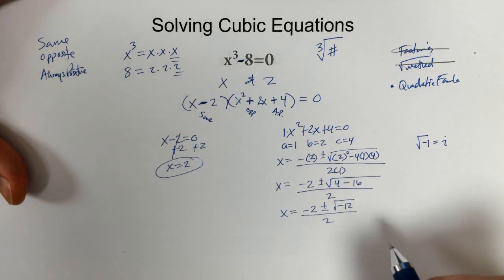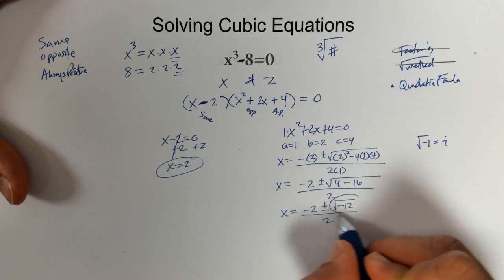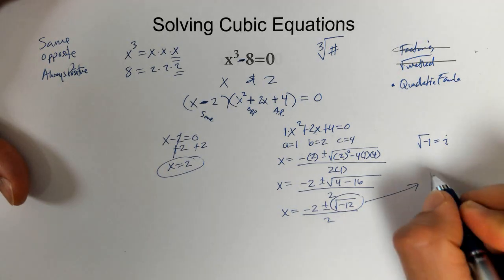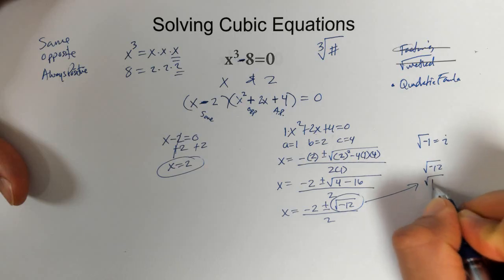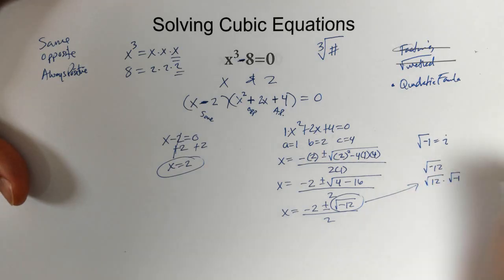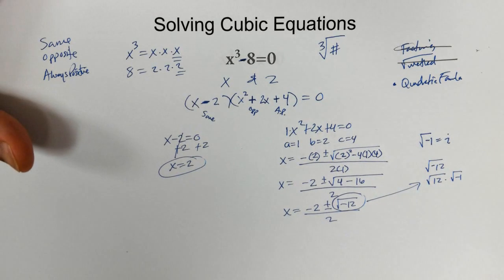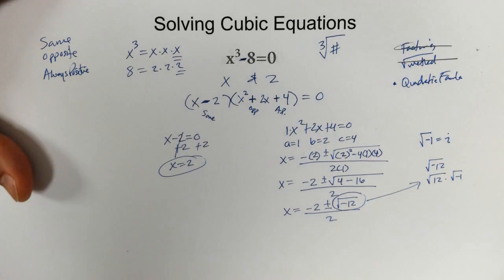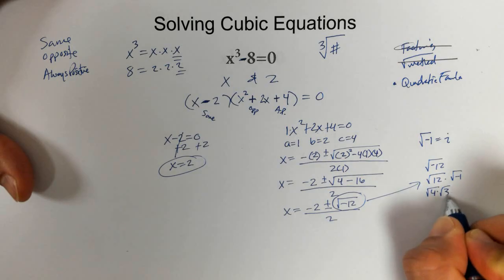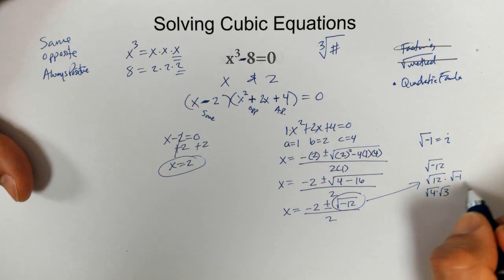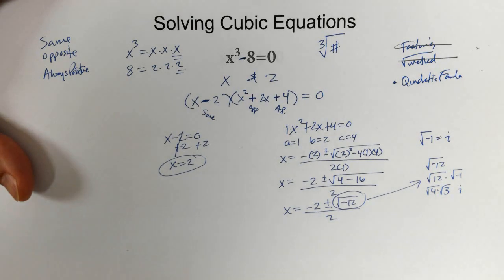So what does that mean for our problem? It means that I can change this. I can rewrite it as the square root of -12 is the same thing as saying the square root of 12 times the square root of -1. Now 12 you can simplify the same way as we did before. That's just 4 times 3. And I convert the square root of -1 to the letter i.